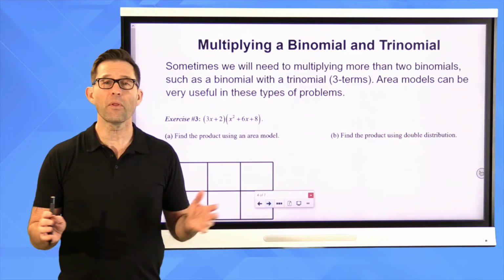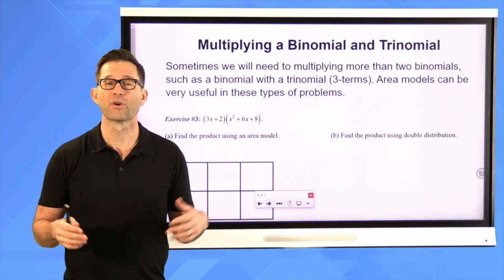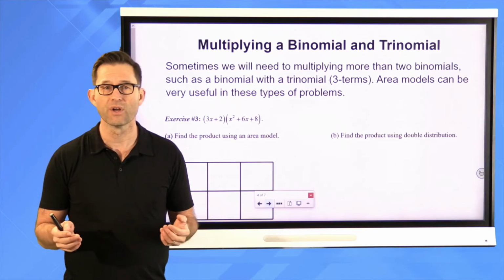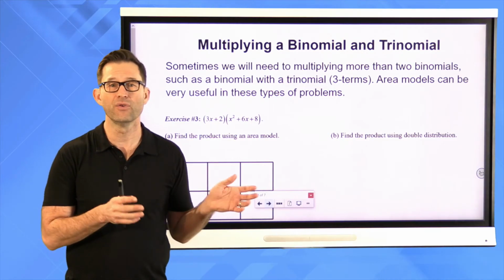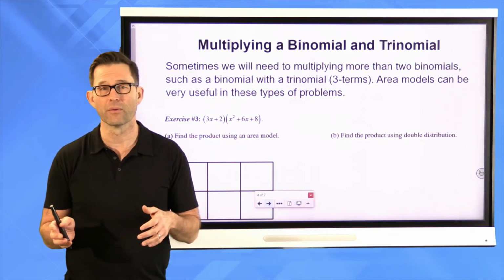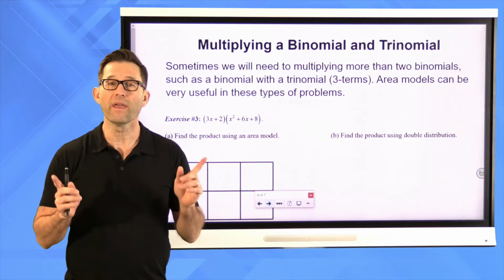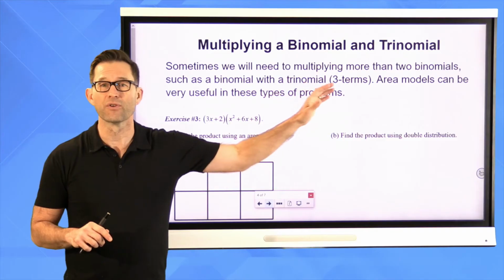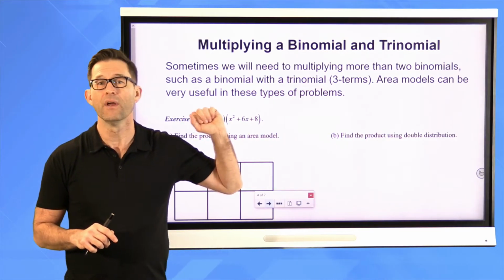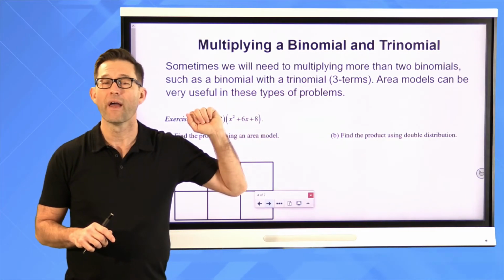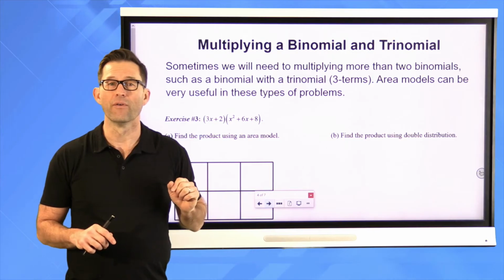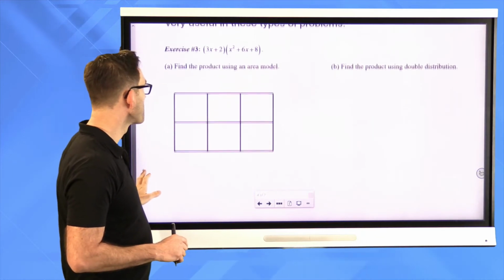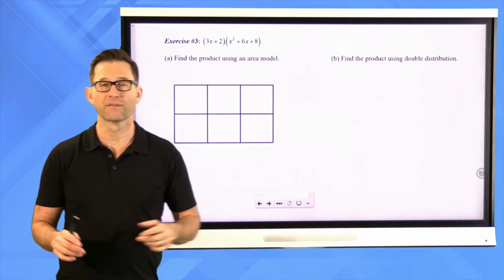Now, multiplying a binomial by a trinomial starts to break out of the method. There's no way to use FOIL anymore. There is no FOIL when you multiply a two-term polynomial by a three-term polynomial. But we can sometimes still use some of the techniques. Now, sometimes we will need to multiply more than two binomials together, such as a binomial with a trinomial. Area models can be very helpful for this, as can double distribution. So we're going to take a look at both of those processes in a moment in exercise 3.